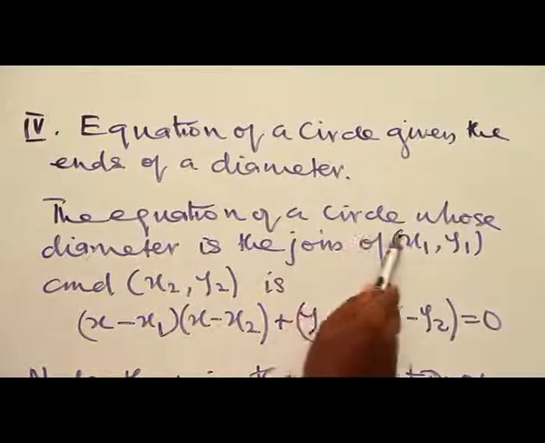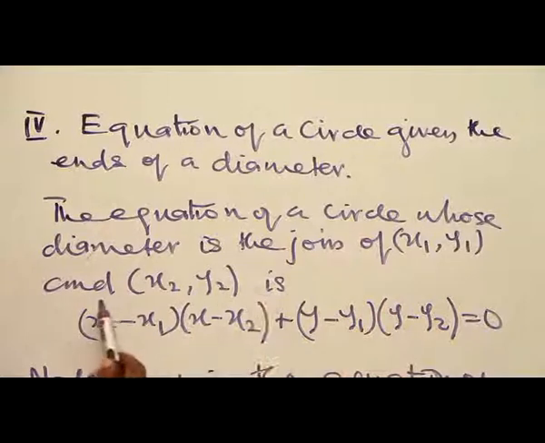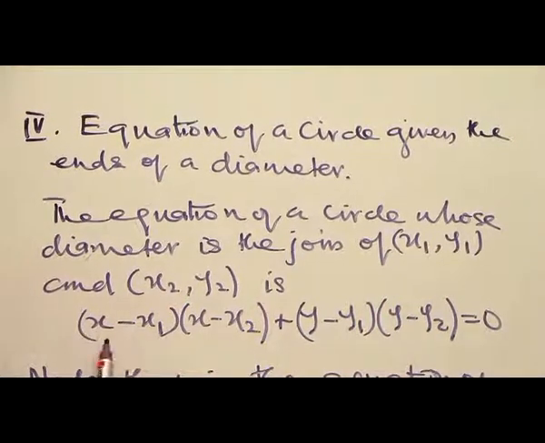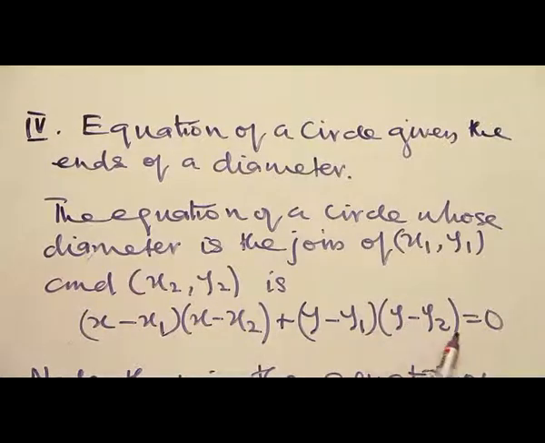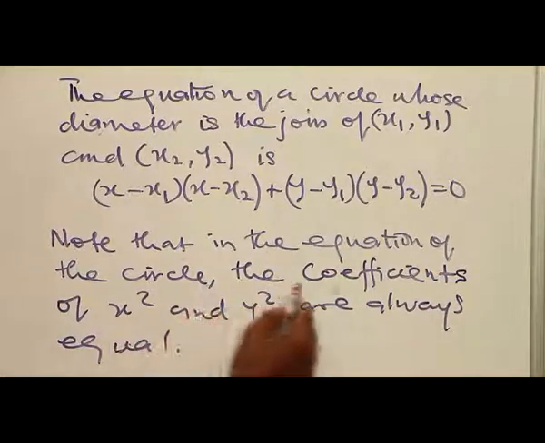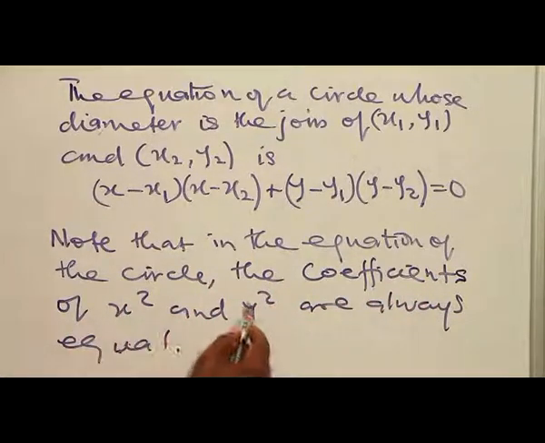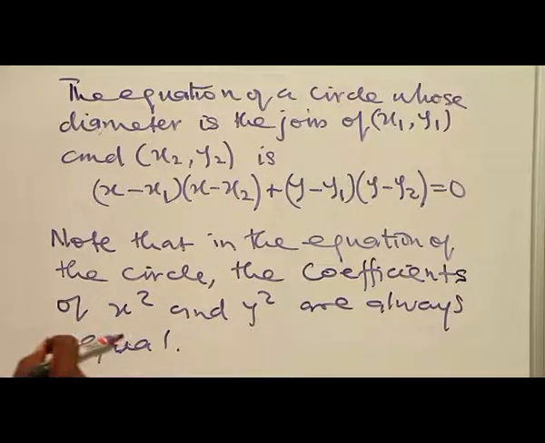The equation of a circle whose diameter is the join of (x1, y1) and (x2, y2) is (x minus x1)(x minus x2) plus (y minus y1)(y minus y2) equals 0. Note that in the equation of the circle, the coefficients of x squared and y squared are always equal. If the coefficient of x squared is 1, the coefficient of y squared will also be 1. If the coefficient of x squared is 2, the coefficient of y squared will also be 2.